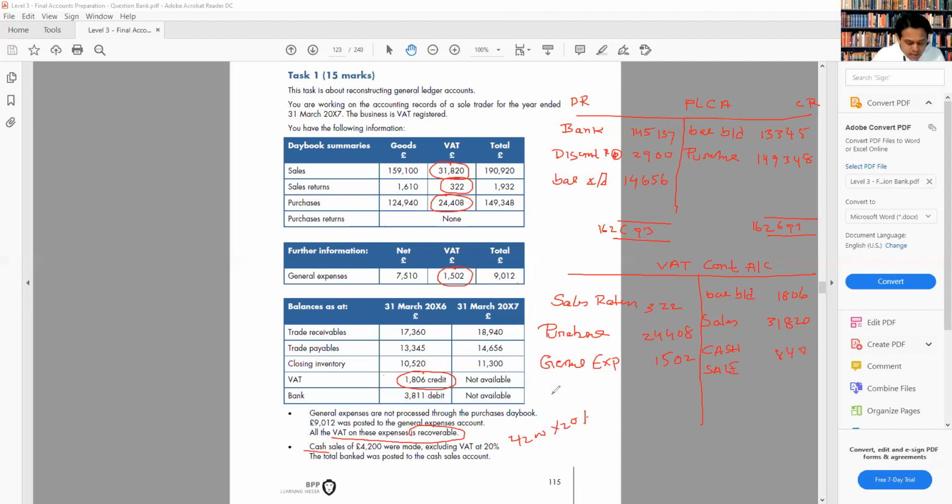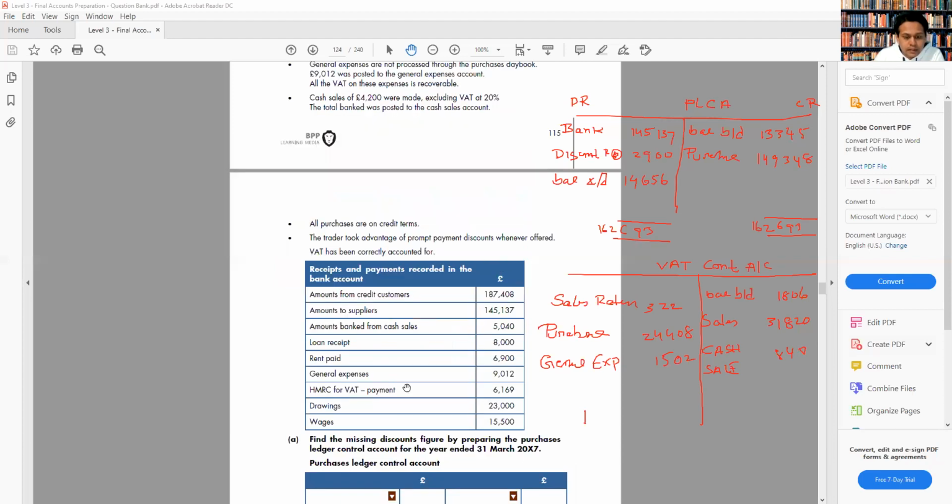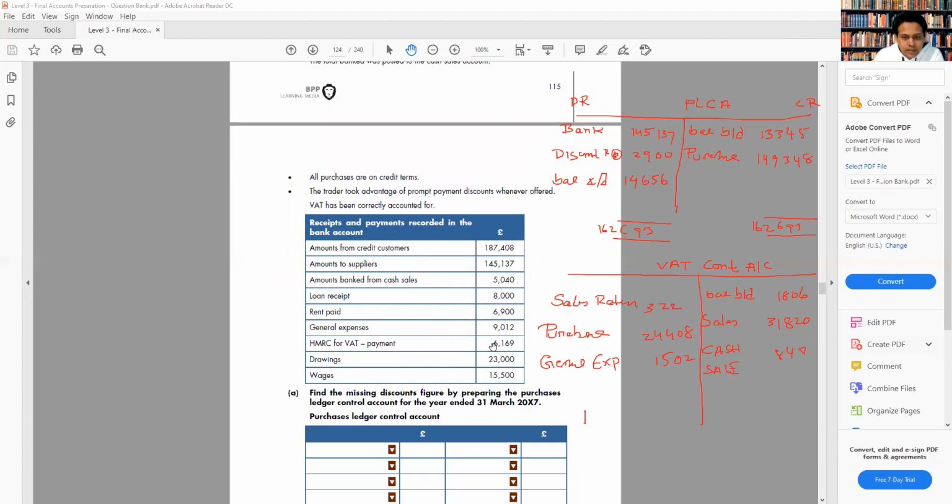And what else do you have? Now we need to check is there any VAT that we already paid to HMRC? So we can go to our bank and have a look. Is there any VAT already paid? So if we come down on the bank, we can see we paid VAT HMRC 6169. So we said bank 6169.